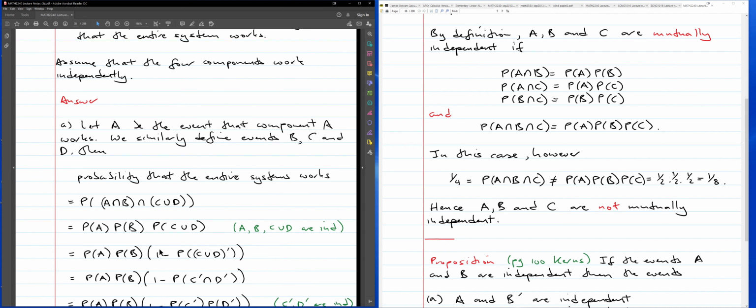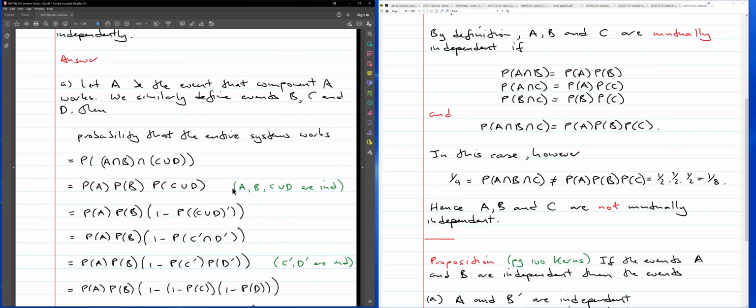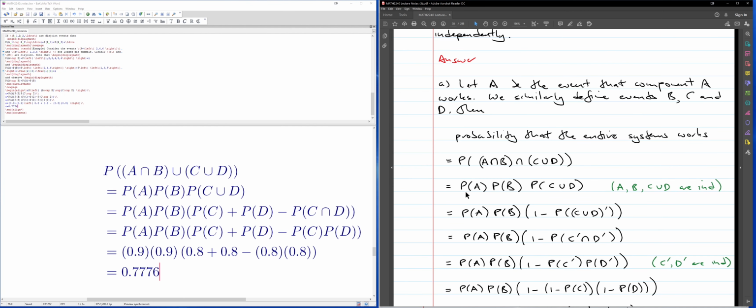How I have this worked out over here is correct, but there's no real need to take complements. You can take a look at the notes at what I did, but let me show you an easier way to do this. We got to this point where we have probability A times probability B times probability C union D, which is what this line is here. Now to work out the probability C union D, I just use the additive rule for union of events.